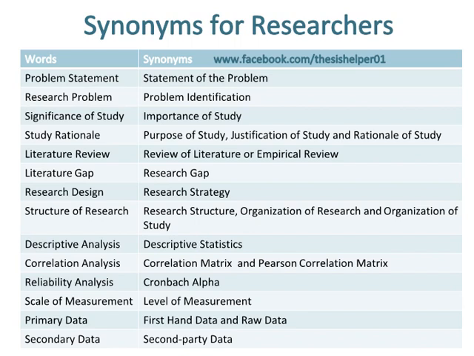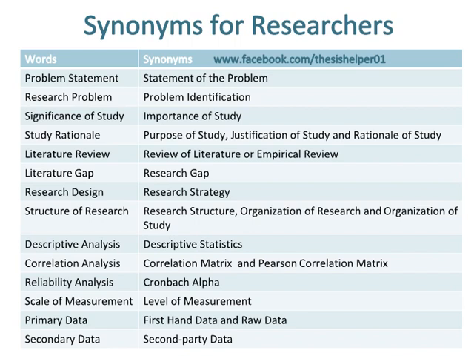Synonym of descriptive analysis is descriptive statistics. Synonyms of correlation analysis are correlation matrix and Pearson correlation matrix. Synonym of reliability analysis is Cronbach alpha. Synonym of scale of measurement is level of measurement. Synonyms of primary data are first-hand data and raw data.